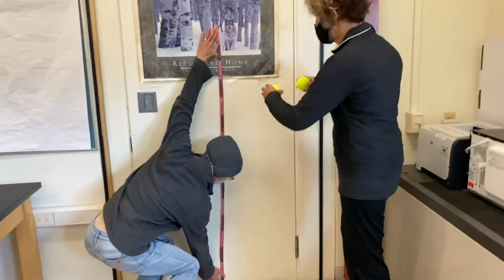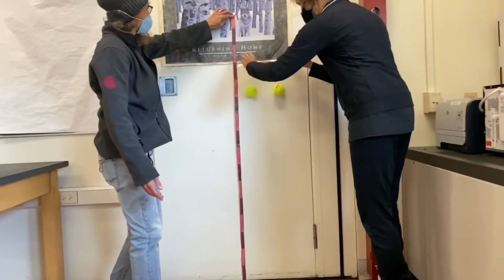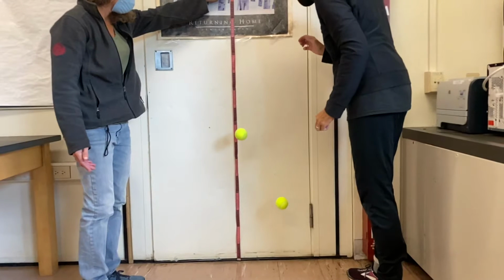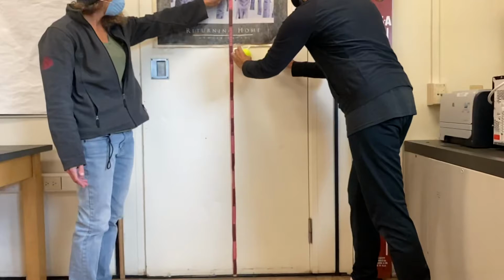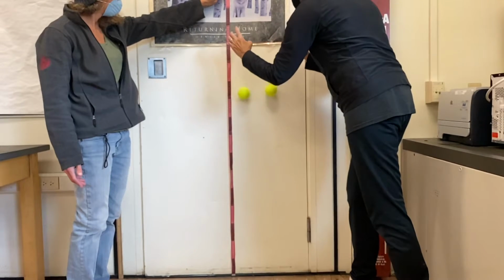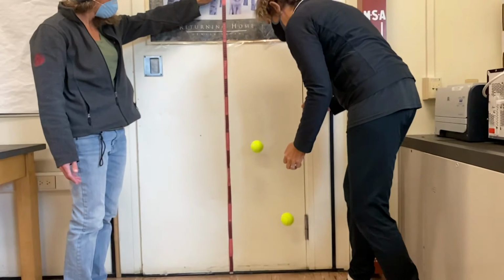The room temperature tennis ball is on the left, and the cold tennis ball is on the right. What do you notice happened here? In science, it's always good to do repeated trials, so let's see what happens the next time. The warm tennis ball is on the left, the cold tennis ball is on the right.